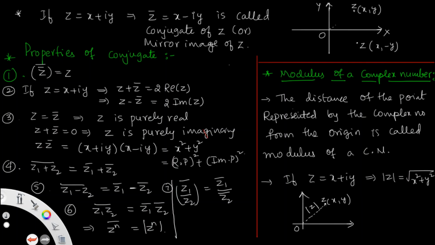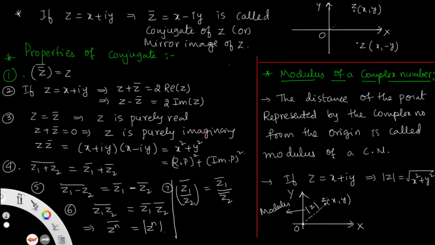The distance of the point represented by the complex number from the origin is called the modulus of a complex number. Here, this is the real axis and this is the imaginary axis. This is the origin. From the origin, the distance to the point x plus iy, that is x comma y, is called the modulus. So the distance from O to that point is called the modulus of a complex number.